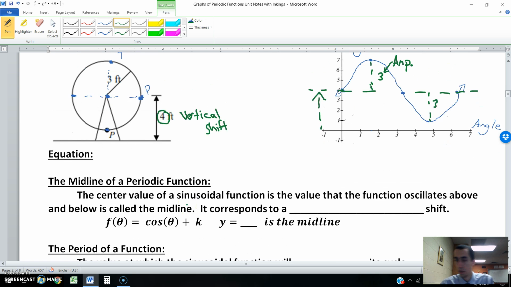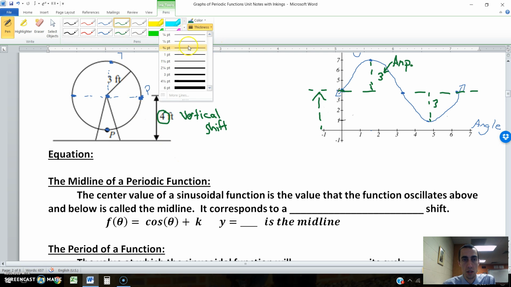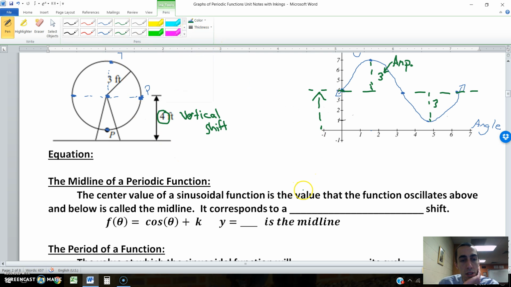So the center value of a sinusoidal function is the midline. And it is the value above which and below which the graph oscillates. So this right here was our midline for the wheel problem up here. It corresponds to a vertical shift. You can see that it shifted our regular sine graph up 4 units, just like this wheel was shifted up 4 units above the ground.